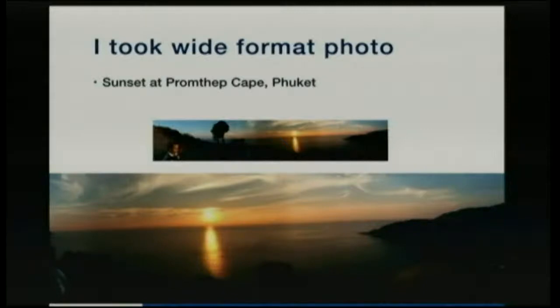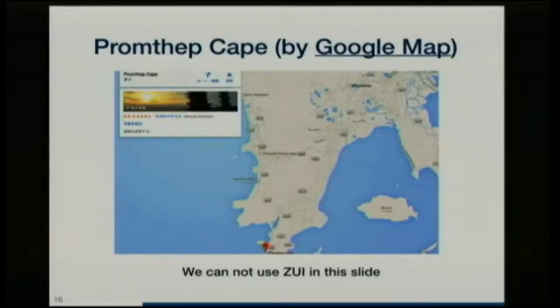And here's a wide format photo. I took the sunset from Phuket in Thailand. It's a very, very beautiful place. But the format does not fit in the slides. And here's a snapshot from Google Map to show the place of the cave. It's a very beautiful cave, but if we show Google Map on a web browser, we can use zoom in and zoom out, called ZUI, but it's just a snapshot. We cannot use ZUI. We cannot use any services with the web. We need a web browser to show an overview around the cave using ZUI.